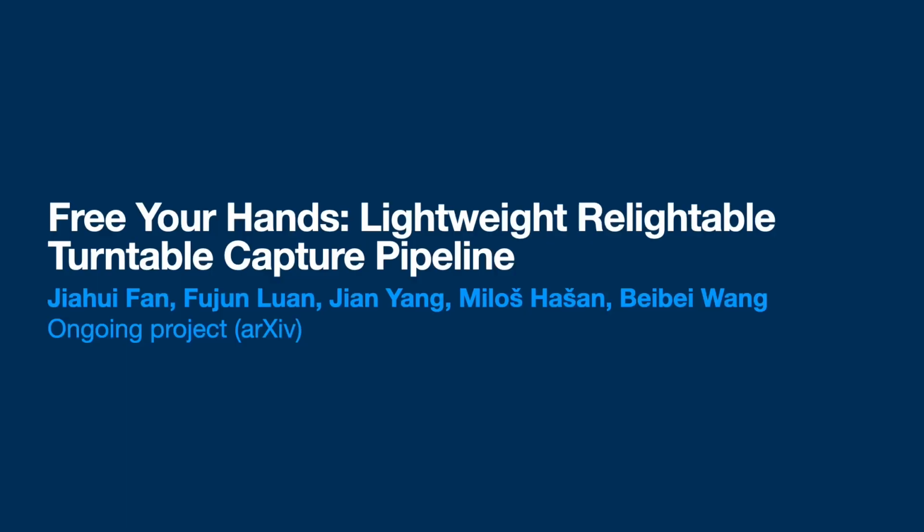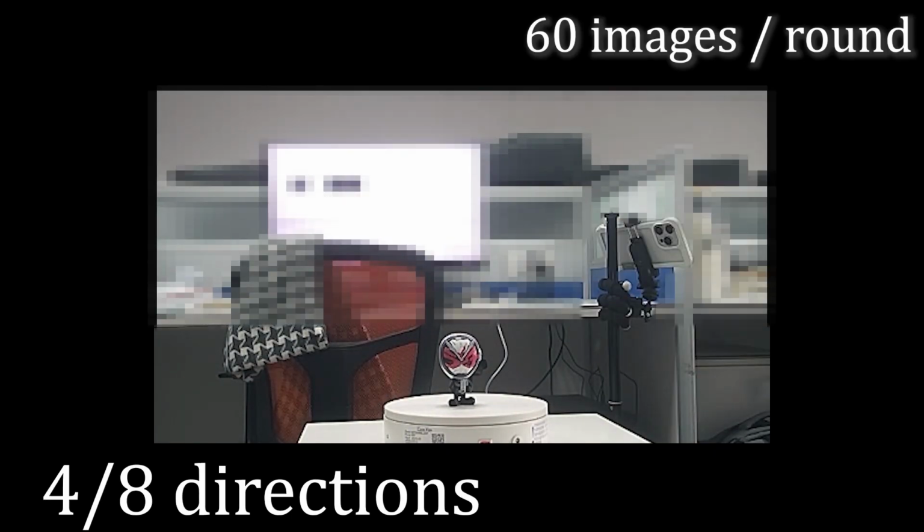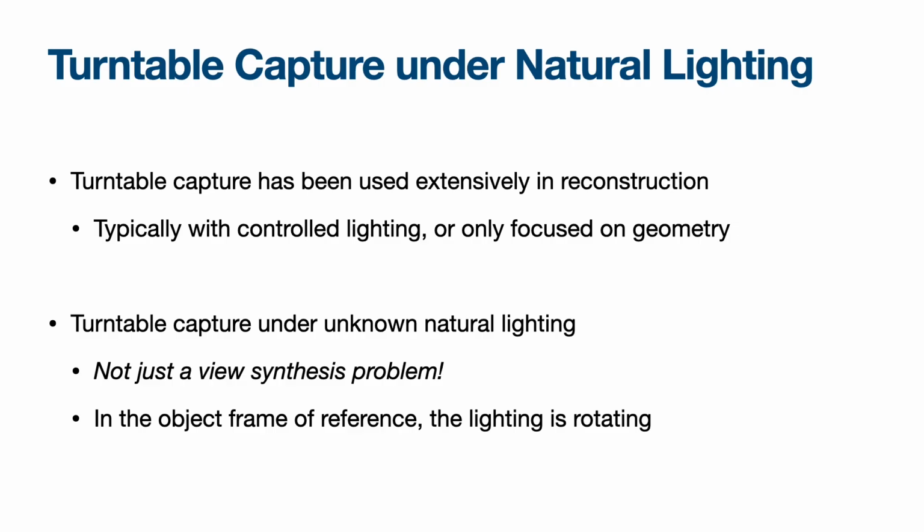So can we make the capture even simpler? That's the goal of this Free Your Hands method, which uses a turntable plus a tripod to capture the object, a small number of views times a large number of turntable rotations per view. And all of this is under natural lighting, right? So nothing is known about lighting other than it's regular lighting in an office.